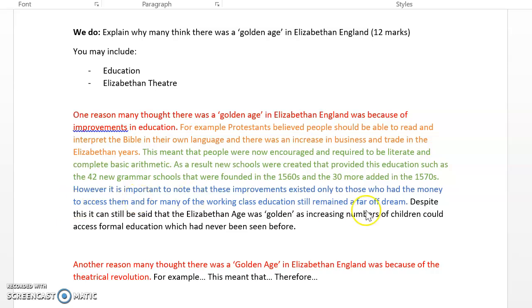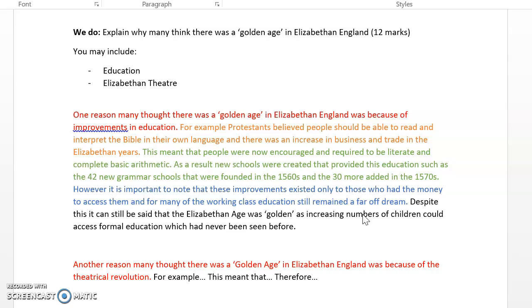It is this blue sentence I wanted to just pick out. This is for the higher marks. I'm adding extra information into this paragraph. I could have left it out, but I wanted to really stress the fact that although there was an improvement in education, for many, particularly the poor, the peasants, the working class, they would not see these improvements.